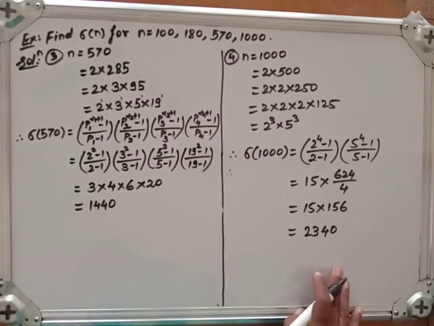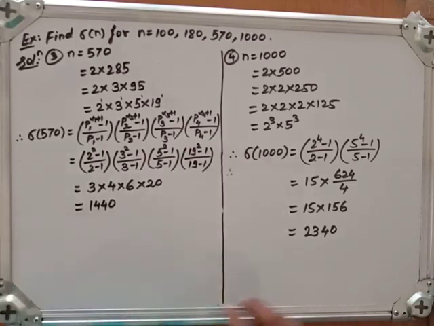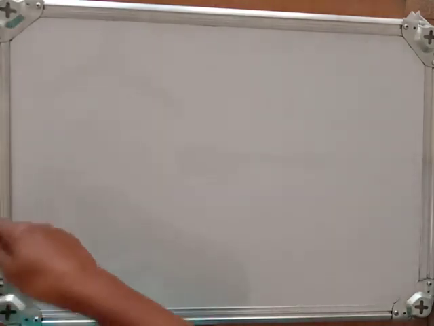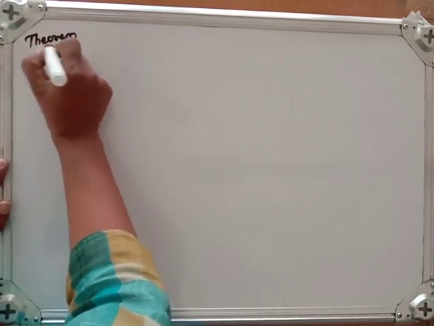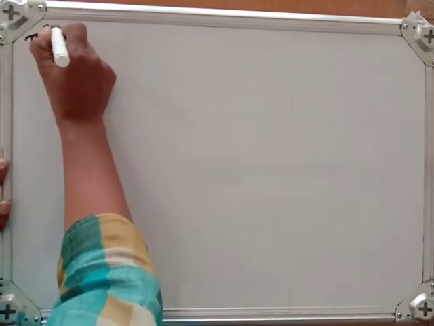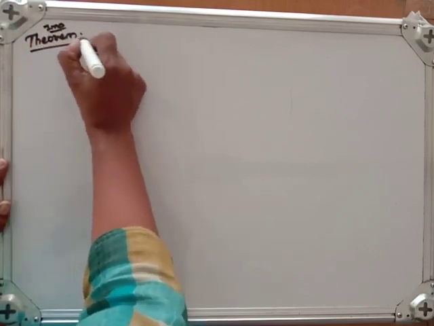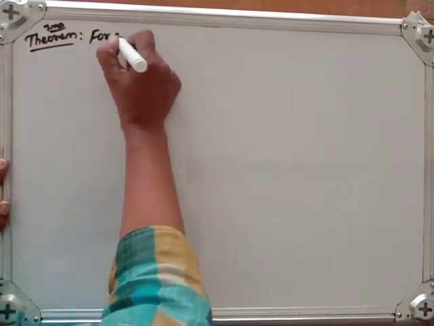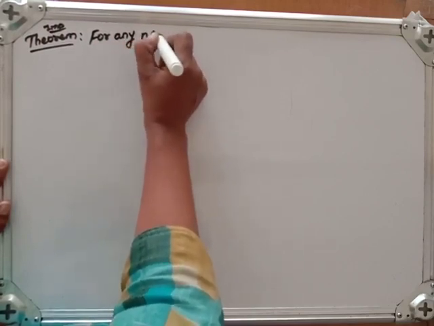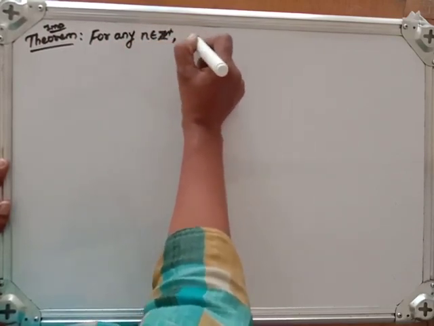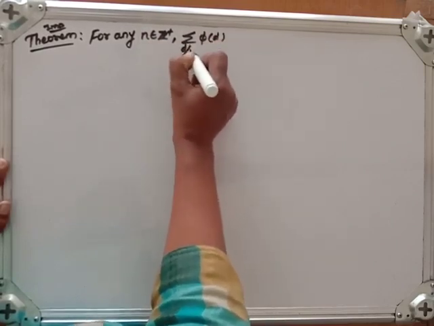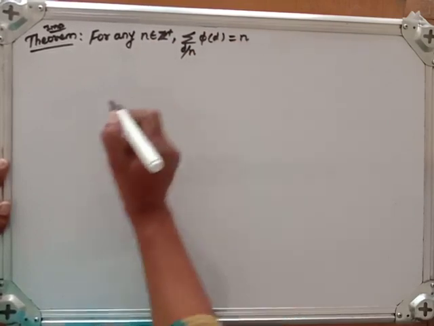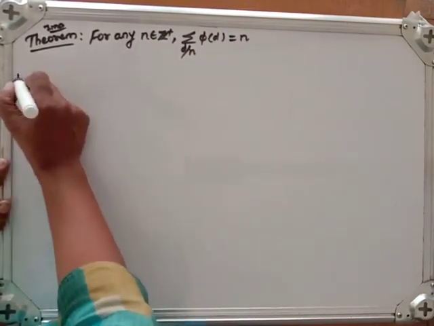Now one more theorem we have to see. Let's go towards that theorem. This is also an important theorem from the exam point of view, and while solving examples also we are using it. Theorem: for any n belongs to Z plus, summation phi of d, where d divides n, is equal to what? N.